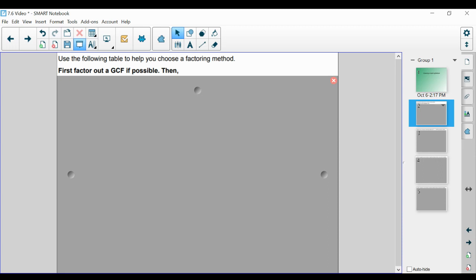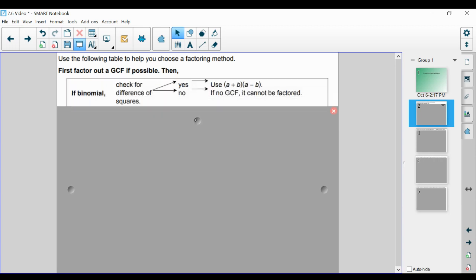So first, we're going to factor out the greatest common factor if possible. We always want to pull out that greatest common factor because it's going to be making our trinomial, our quadratic, a lot easier to work with. Then, if it's a binomial, if it has only 2 terms, we're going to check for a difference of squares. If it is a difference of squares, then we're going to use a plus b times a minus b. If it is not a difference of squares and there's no other GCF, it cannot be factored.